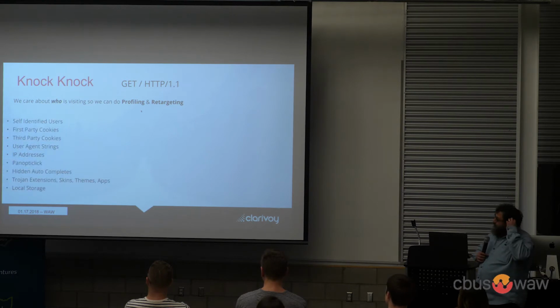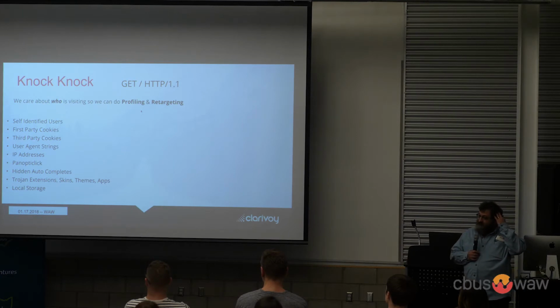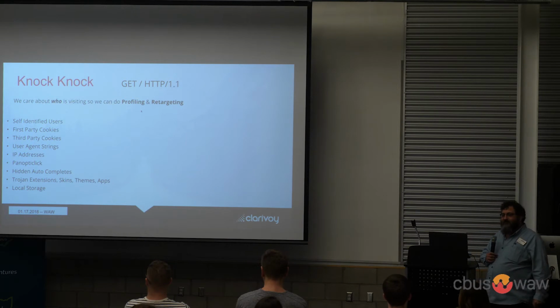So there's a lot of tools you can use to figure out who's on the website. The first and most obvious one is when you ask them and they tell you, the self-identified users. That's a great way to tie traffic to people. Some of these tools that people use are a little bit shady, a little bit black hat, a little bit gray hat, but they're out there. And Clarivoy doesn't use the shady tools, at least directly.